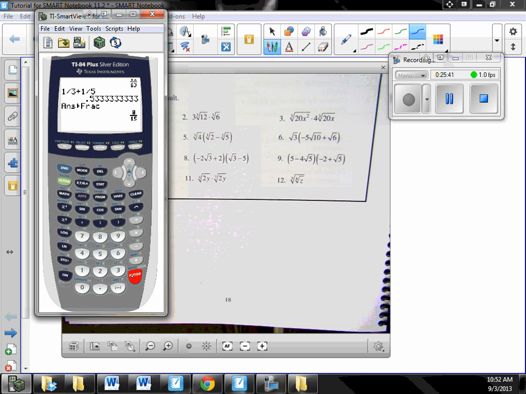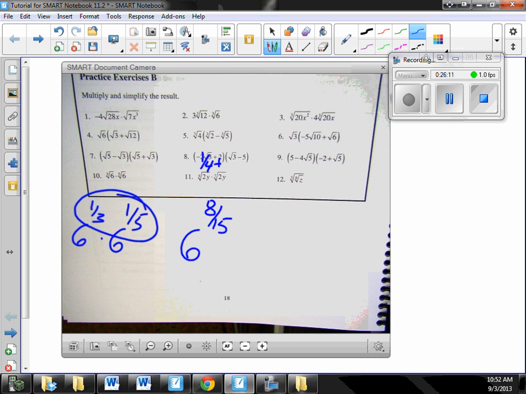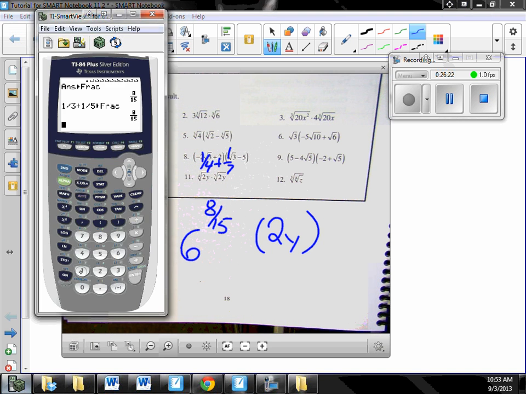And you can actually do all of that in one step. So 1/3 plus 1/5, and I can put the fraction button right there, and that will convert it into a fraction. So number 10 is actually 6 to the 8/15. So number 11 is going to be 1/4 plus, is that a seventh? I can't see. Yeah. 1/4 plus 1/7. Those are the exponents. So 2y raised to the 1/4 plus 1/7 math fraction gives me 11/28.